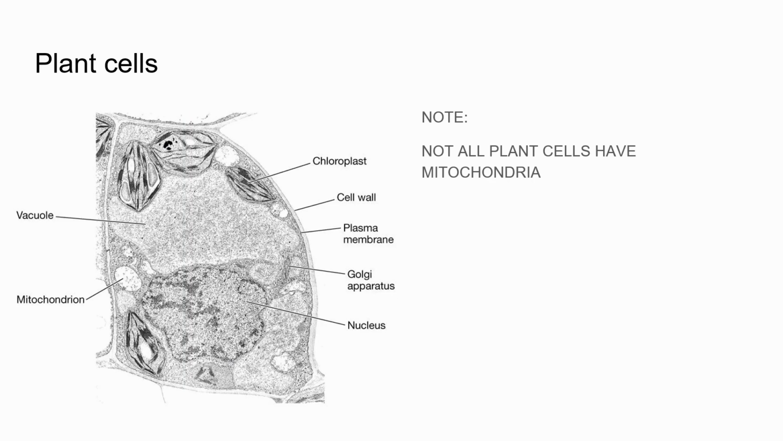So now we have plant cells. This is a really detailed version of the plant cell. So you can see the vacuole, the mitochondria. The mitochondria can be seen because this is a high magnification of a plant cell. So there's chloroplast, a cell wall, and so on. And not all plant cells have mitochondria. You would need to know this, as I stated before.